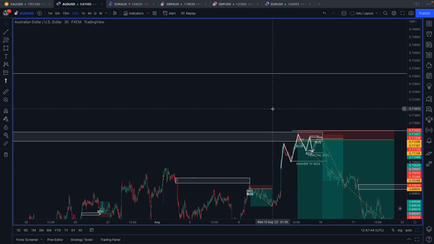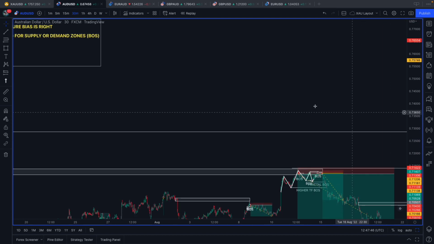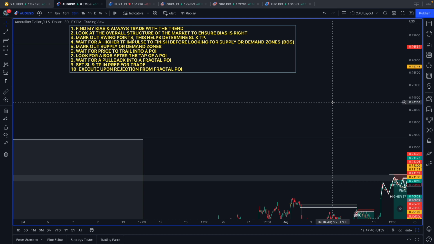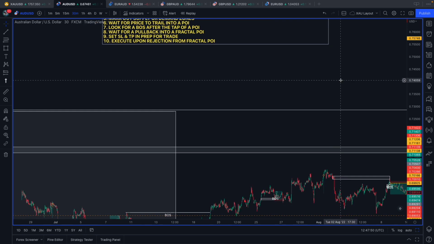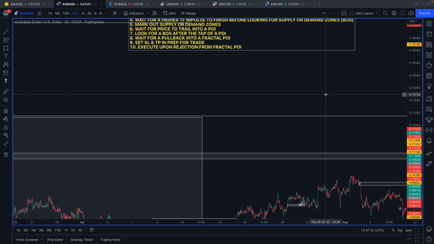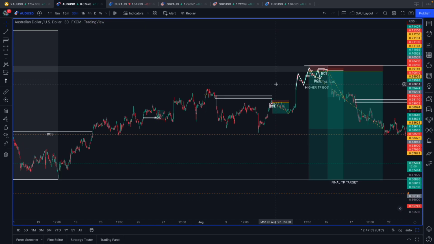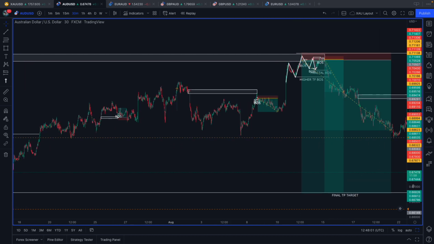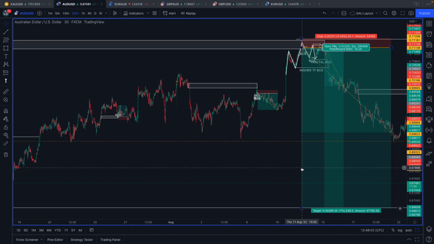Now, I know it may seem a bit confusing because we are looking at structure within structure, within structure, within structure, and we are going down on time frames and looking at very specific things and areas, but that is how I do things. That is how I am able to get really refined entries and brilliant risk to reward ratios.